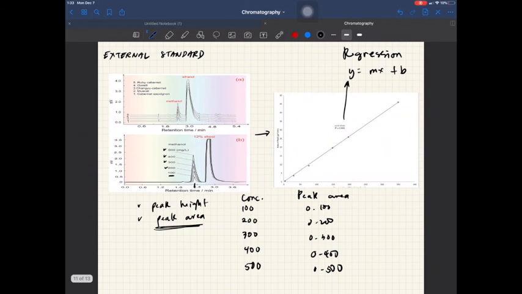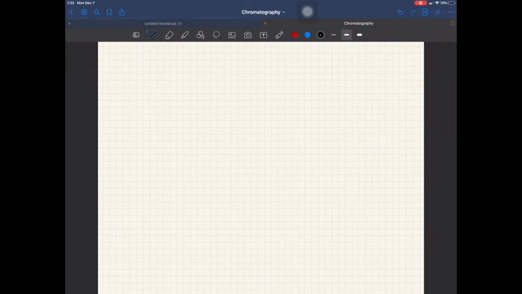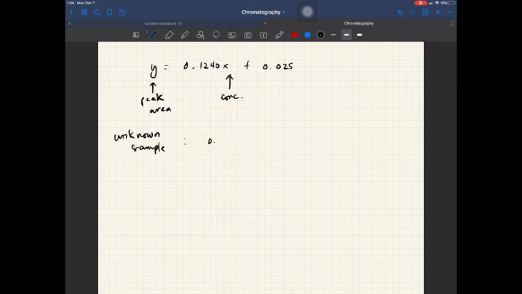Let's have another example. Suppose after using regression analysis, we get an equation of the line equal to y = 0.1240x + 0.025. Take note, y is the peak area and x is the concentration. Upon subjecting an unknown sample to chromatographic analysis or gas chromatography, we get a peak area of 0.150. This equation is the line generated from the standard solutions using regression analysis.